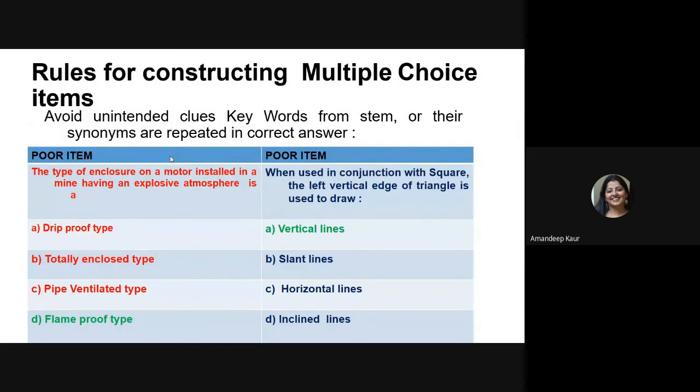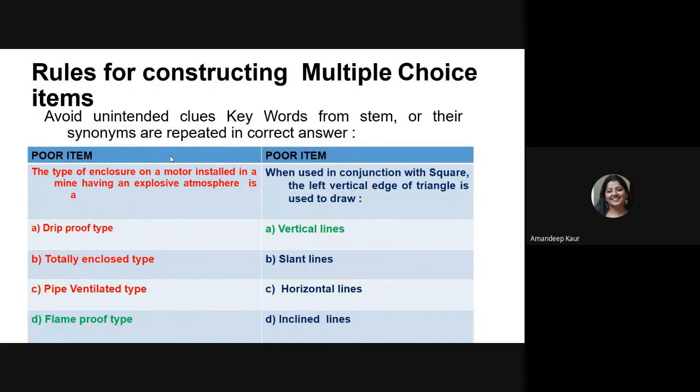Avoid unintended clues. Keywords from the stem or their synonyms are repeated in the correct answer. Now, in a workshop practice exam, the statement given was: the type of enclosure on a motor installed in a mine having an explosive atmosphere is a flame-proof type. So any student can guess that when it comes to the explosive atmosphere, it must be related to the flame. So the teacher needs to avoid these kinds of statements that ultimately provide a hint to the student to identify the correct answer.